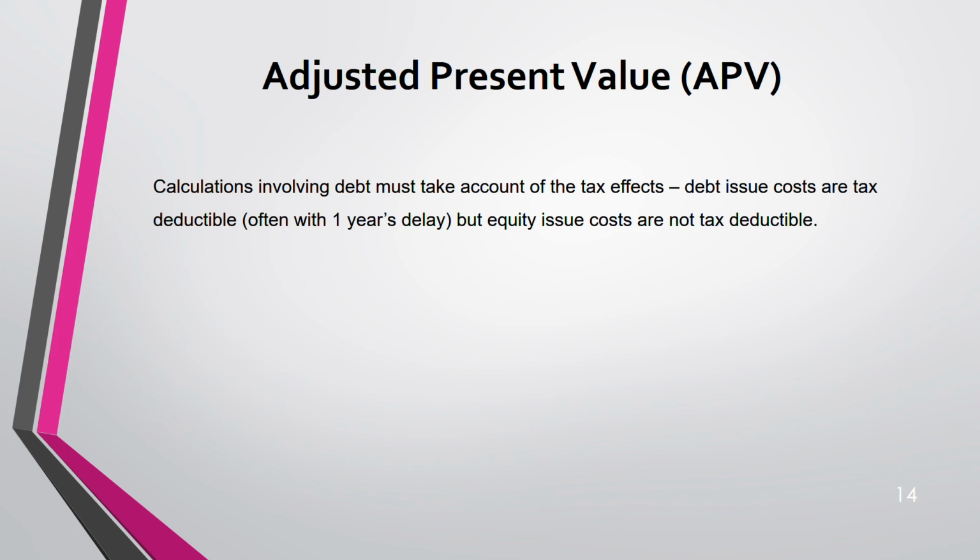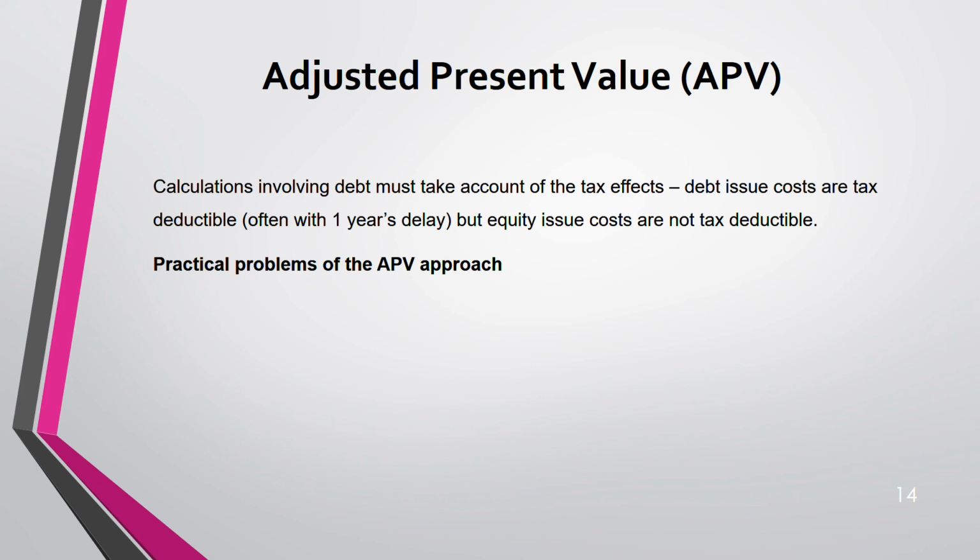And what about debt issue cost? Equity issue cost, we know it has nothing to do with tax, but debt issue costs are tax deductible, often with a 1 year's delay. They will write whether it's a 1 year's delay or in the same year. But equity issue costs are not tax deductible, meaning if there's a debt issue cost, adjust it for tax. Equity issue cost, do not adjust it for tax. Okay.